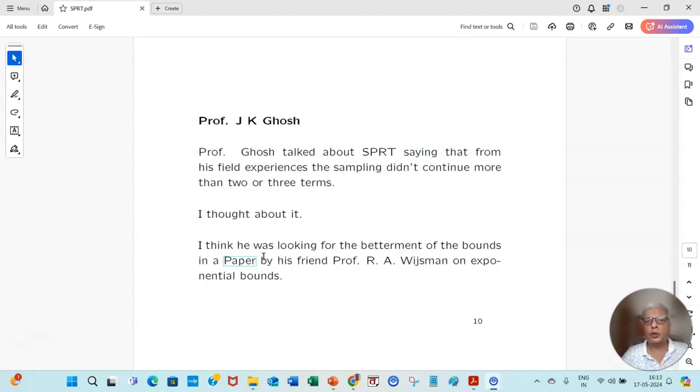So some of my story about SPRT. In a Banaras Hindu University conference, Professor J.K. Ghosh talked to me about SPRT, about his field experiences with SPRT. He said that from his field experience, the sampling didn't continue more than 2 or 3 terms.